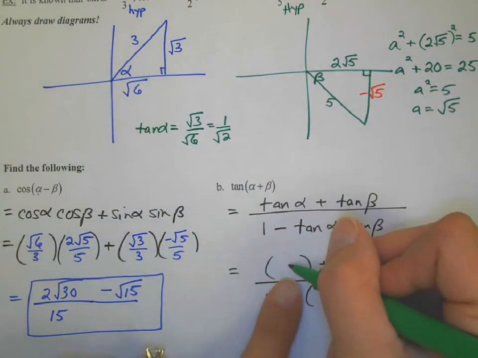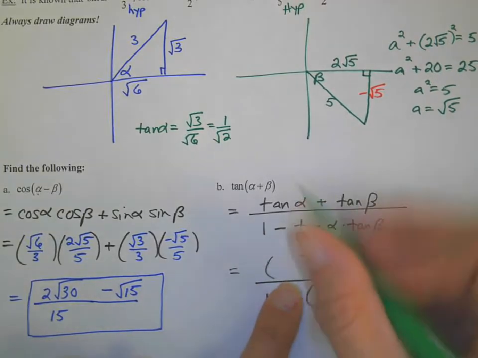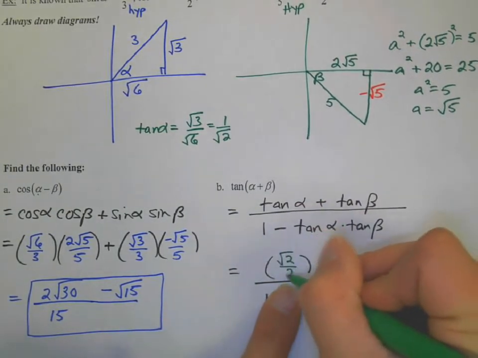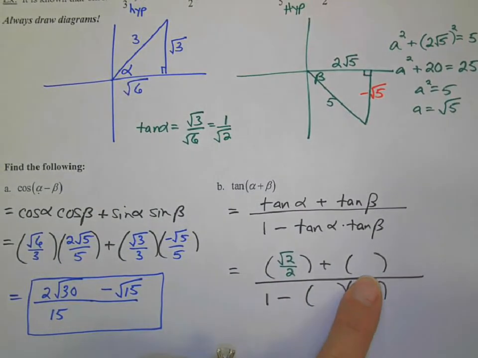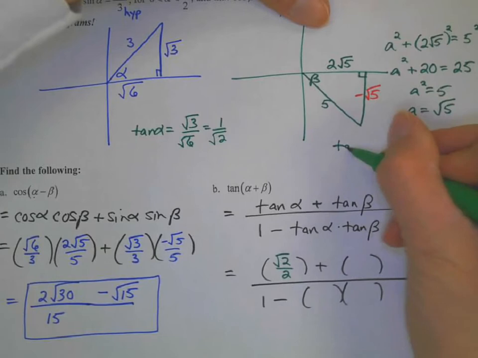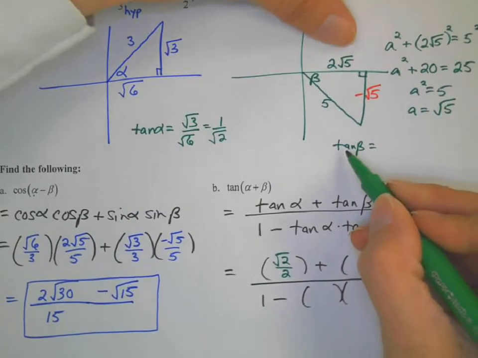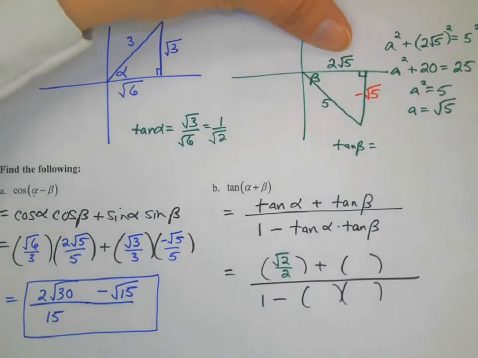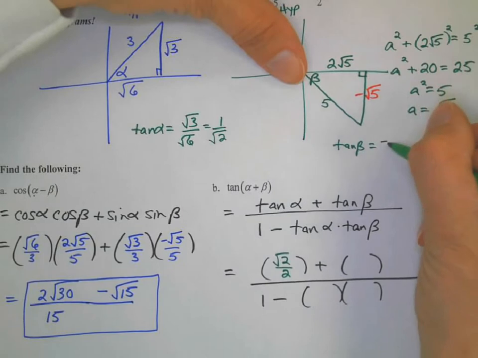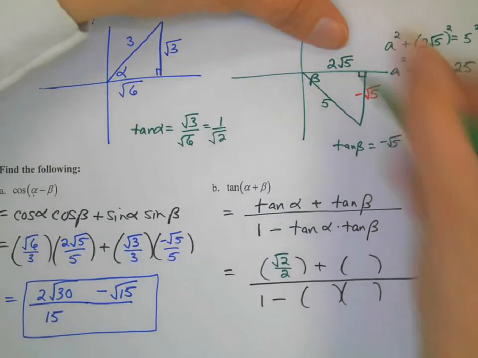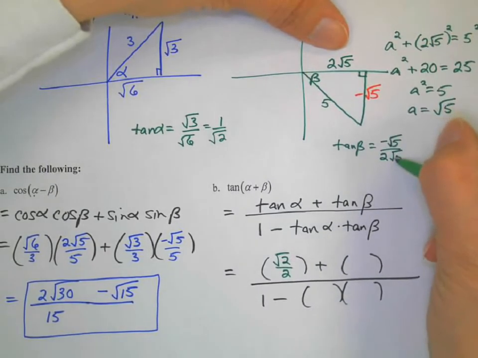So what am I going to put in this first parentheses? Oh, good! Radical 2 over 2. Alright, the second set of parentheses. Let's go to our beta picture. Tangent of beta. Okay, make sure you say tangent of some angle. You just can't say tangent of and then say nothing. So the beta picture needs opposites. Opposite is radical 5 over adjacent, which is 2 radical 5.